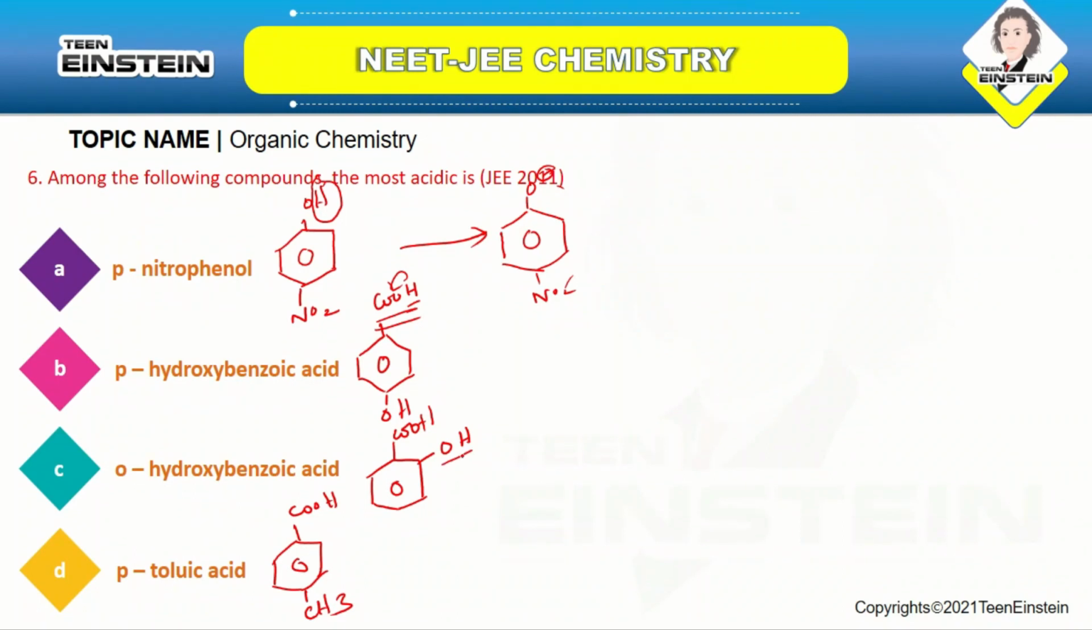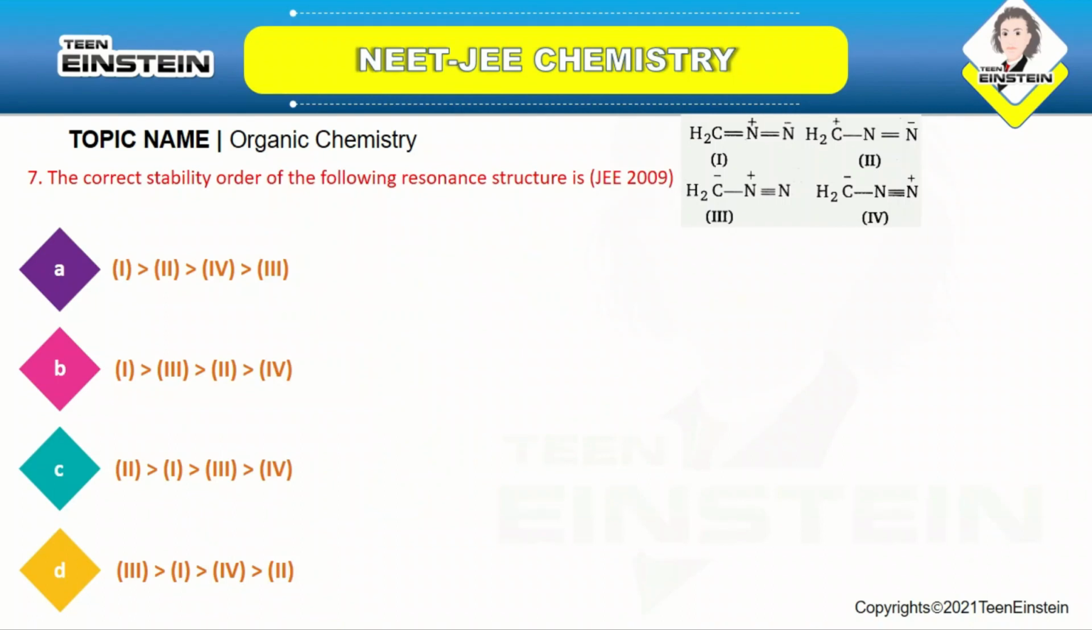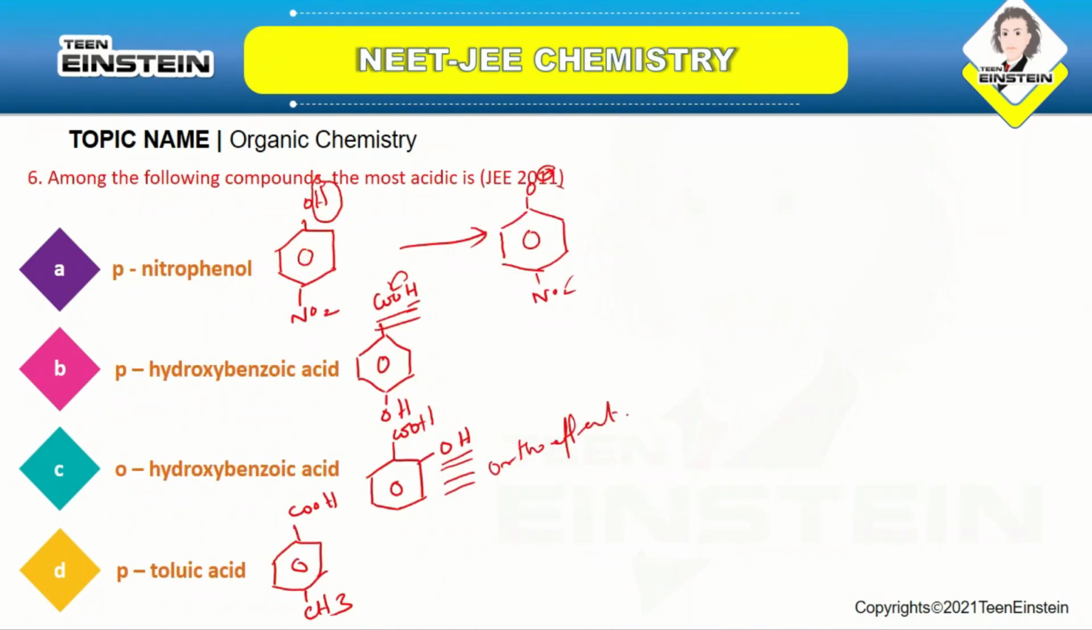Here the hydroxy group is present at the ortho position. So ortho substituted benzoic acids are always more acidic due to the ortho effect. Since carboxylic acid is itself a bulky group, whenever any other species is present in the ortho position, the plane distorts and resonance occurs, which makes the molecule more acidic.